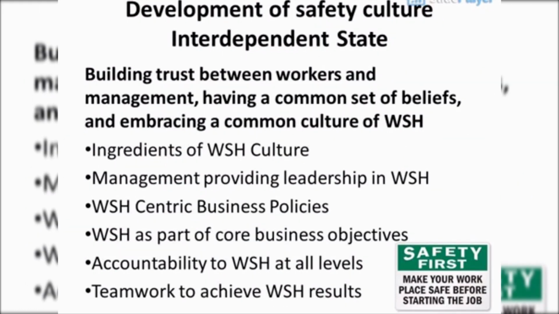Development of safety culture. Interdependent state. Building trust between workers and management, having a common set of beliefs, and embracing a common culture of WSH. Ingredients of WSH culture. Management providing leadership in WSH. WSH-centric business policies. WSH as part of core business objectives. Accountability to WSH at all levels. Teamwork to achieve WSH results.